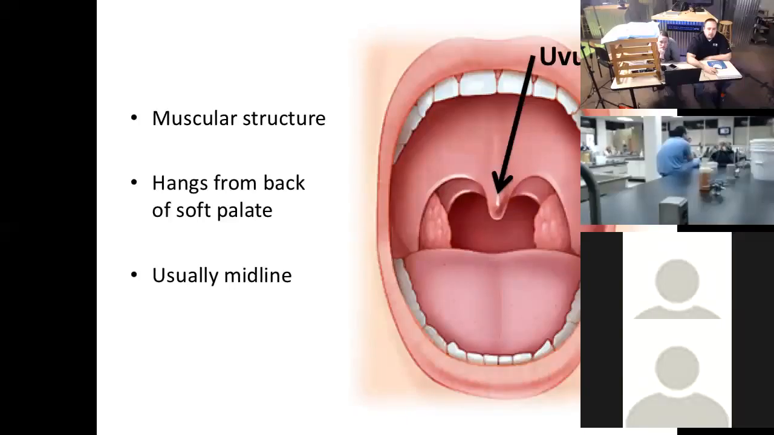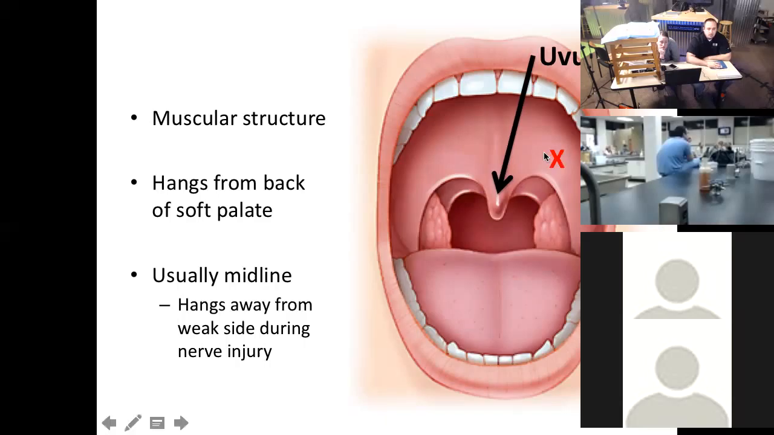And so if there's a problem with the nerve, say where the X is in the picture, which would be the patient's left side, the uvula will actually pull to the patient's right, as shown by the arrow.